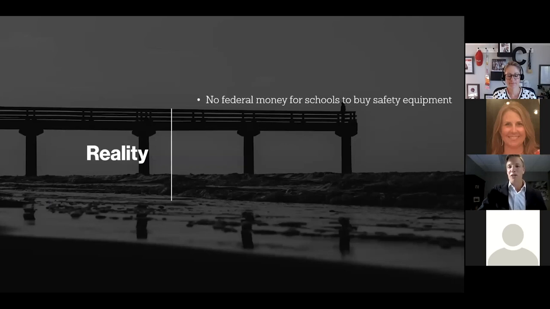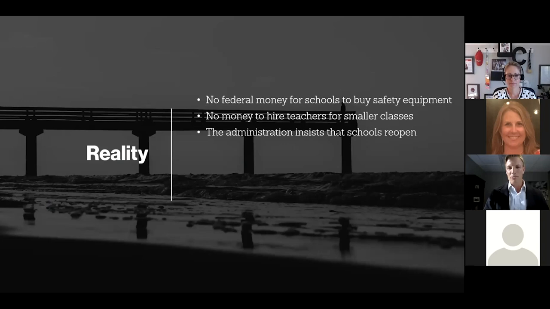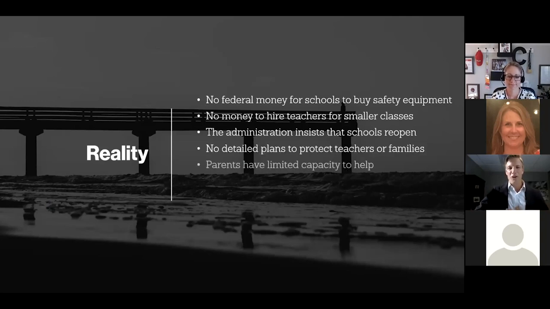There are a lot of realities that we're facing right now. To this point, there's still a lack of funds to do the things that we need to do to have safe and effective classrooms in person. Yet there's an insistence that we do in-person classrooms as much as possible, and there's not really a detailed plan to protect those who are vulnerable. And let's face it, parents are stretched thin too. There's a limited capacity to help, and it's really difficult.